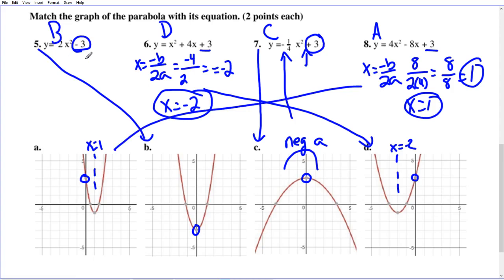Okay? So I'm matching. I'm looking for features of the graph: the wideness and narrowness, the upside down, the y-intercept, the height of the function, the vertex, or the line of symmetry. Those are all features we've talked about in the previous 2 lessons that help me narrow down which equation matches up with which parabola.